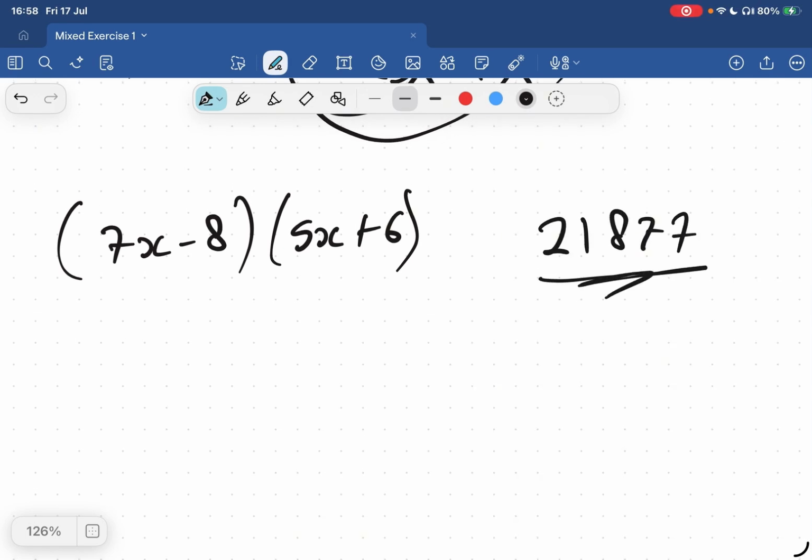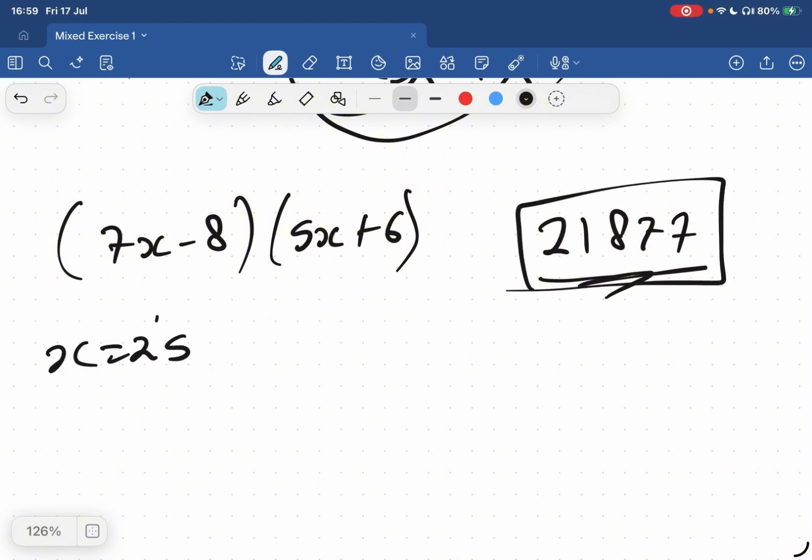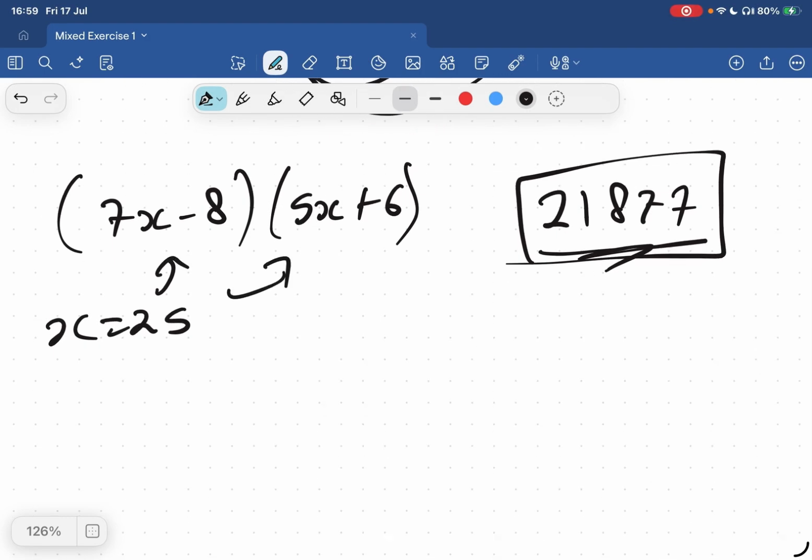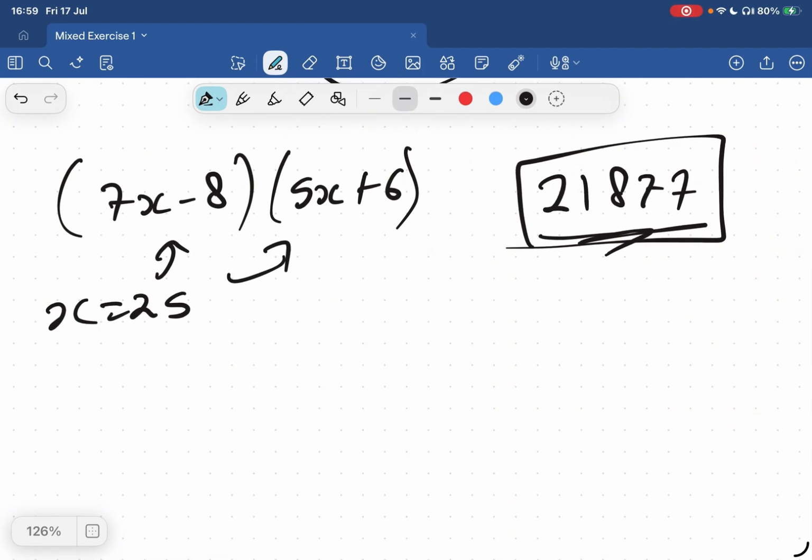21877 was our answer to A. And how do we get that? Well, if you were to sub in x equals 25 into here, then you would get those multiplied together, and that would equal 21,877. So they've given you a hand here.